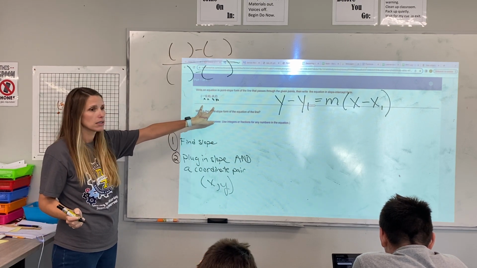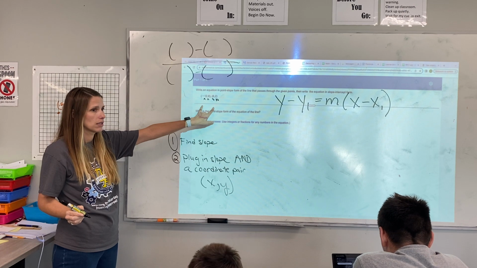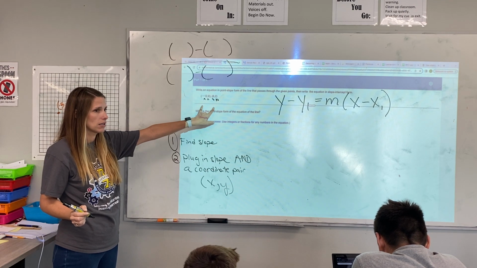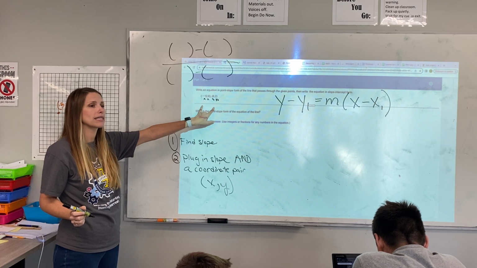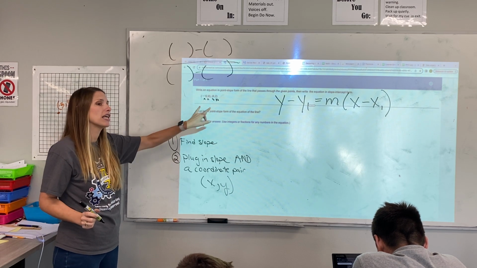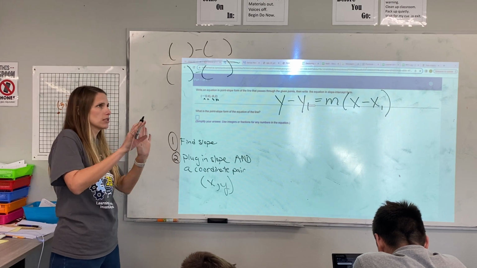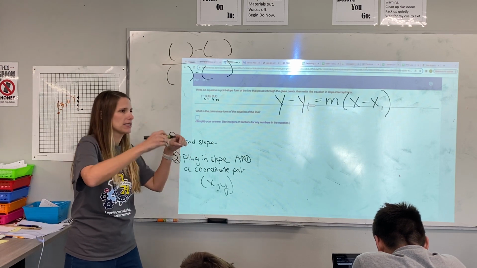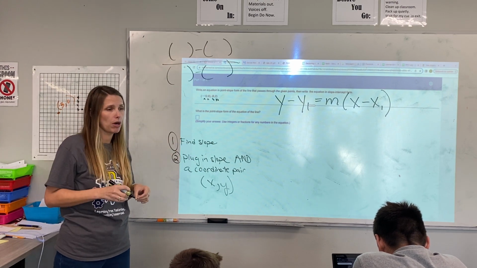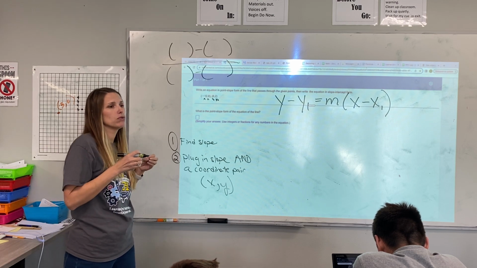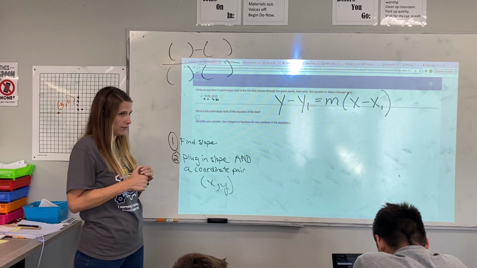Yeah? That's where I got it wrong. I just did it, and I know I got the correct answer, but does the computer take a specific point as point 1? No, it will mark either one of them correct. But if you wrote something like y minus a negative number, it will mark it wrong. You didn't, because they're both positive and then they turned into negatives.